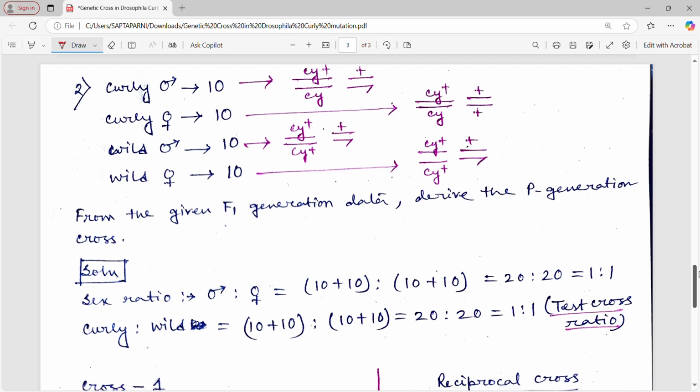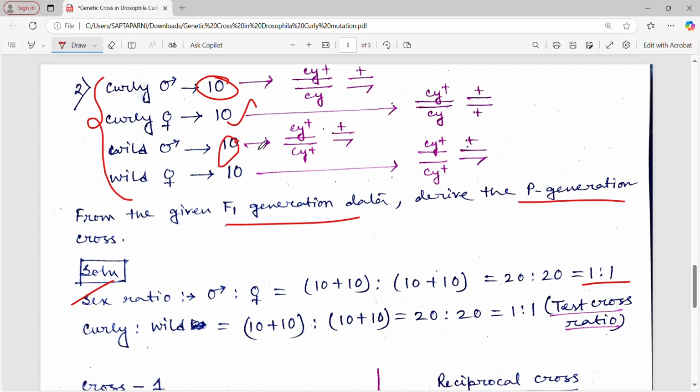Here you will see that it is a test cross question. So here also the phenotypes of the F1 generation progenies are given and their numbers are also given, and you have to derive the P generation cross. Okay, so you can see Curly male, female, wild type male, female are the same in number: 10, 10, 10, 10. Okay, so first of all we will derive the sex ratio. The sex ratio will obviously be male to female equal to 1:1. Okay, because how many males are there? 10 plus 10, 20, and how many females are there? 10 plus 10, 20. So it is 1:1.